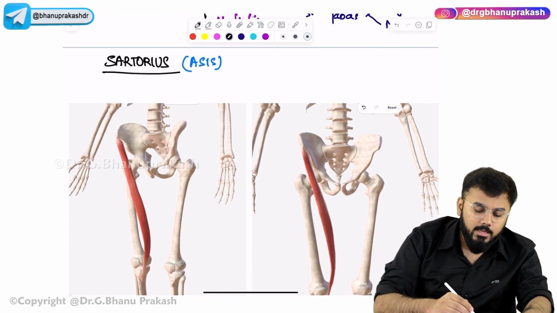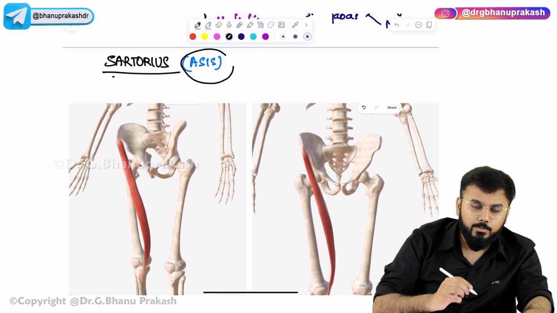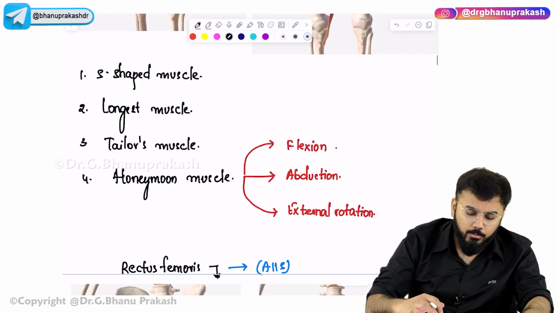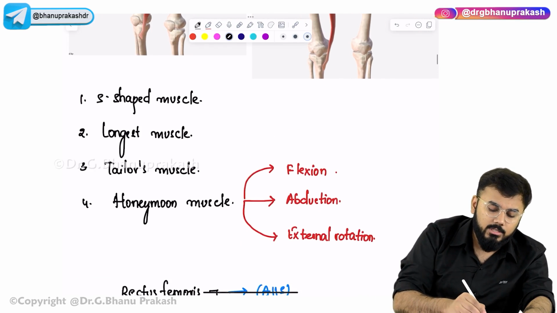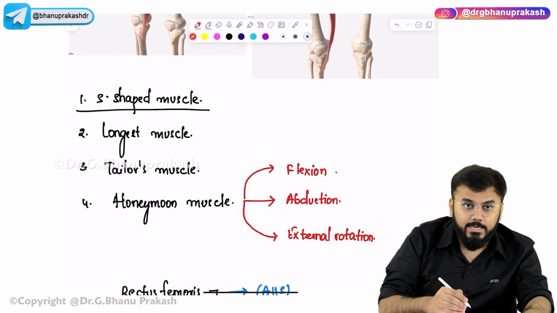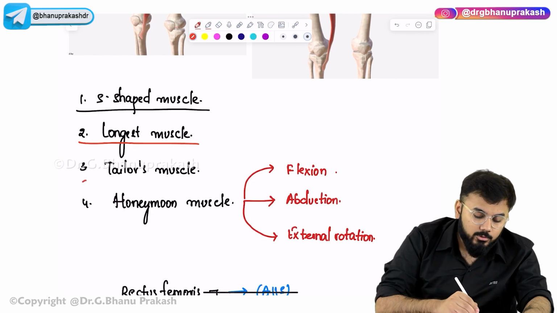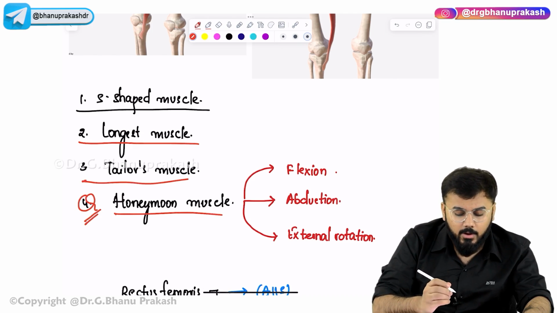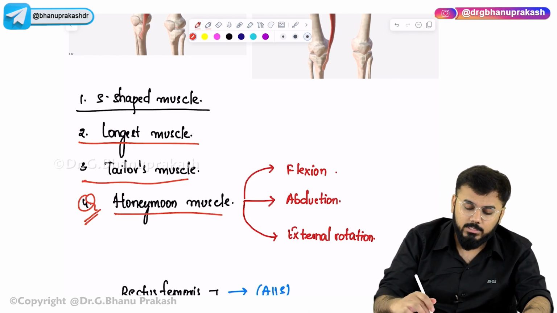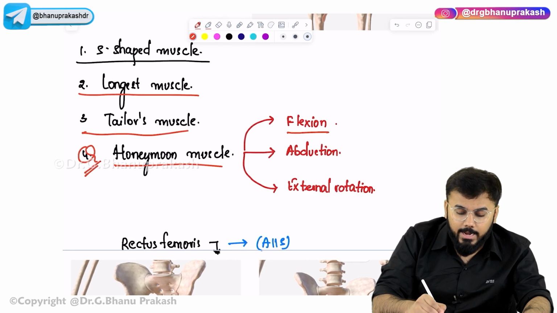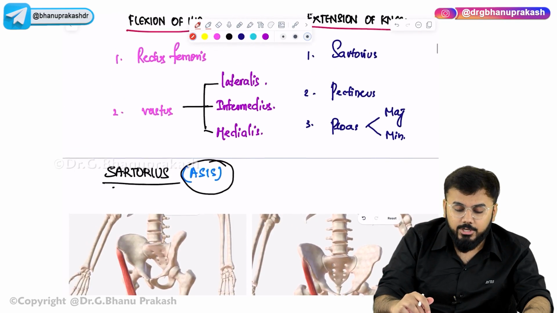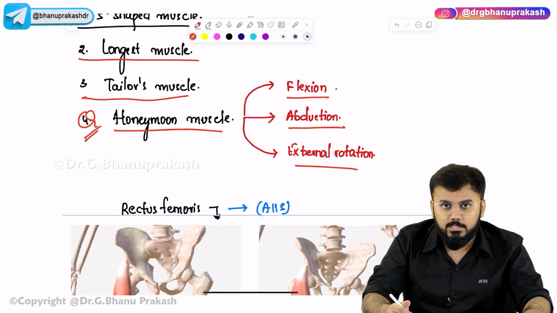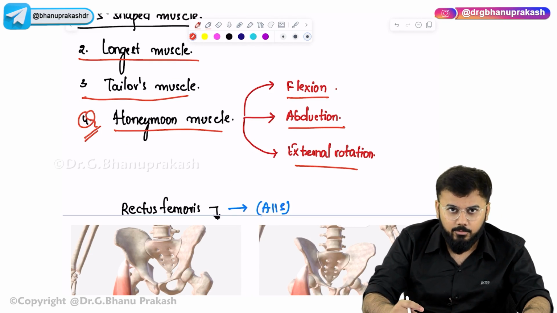Important thing to remember is that sartorius originates from the anterior superior iliac spine. So this is your sartorius muscle. A few important things you can tell about sartorius is that it is an S-shaped muscle. Second important thing, this is the longest muscle, and it is also called Taylor's muscle and honeymoon muscle. Now this is a very important question: what action makes it to be called a honeymoon muscle? There is flexion, abduction, as well as external rotation. So this is the reason why it is called a honeymoon muscle.